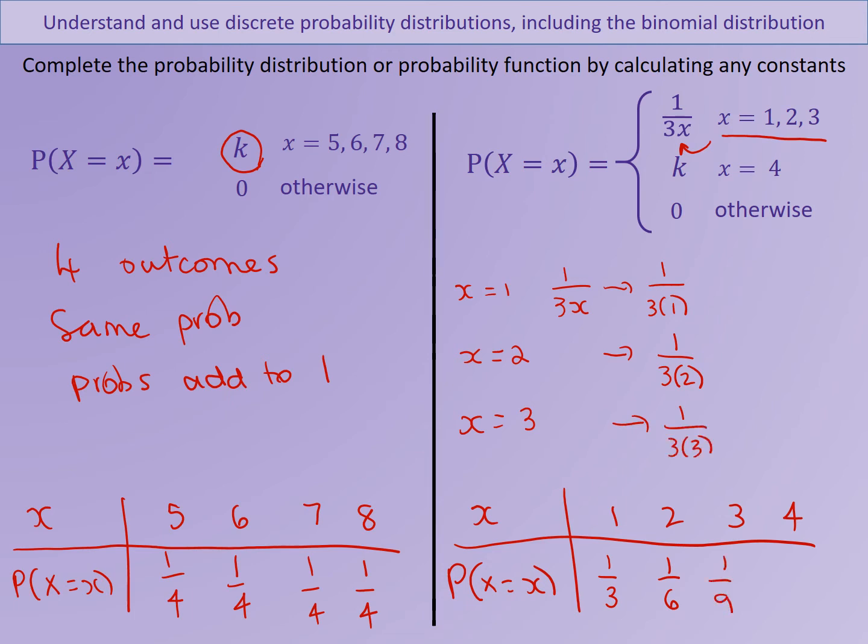And if we add those 3 probabilities together, so 1/3 plus 1/6 plus 1 over 9, that is 11 over 18, and 1 minus 11 over 18 gives us the value of k, so that is 7 over 18.